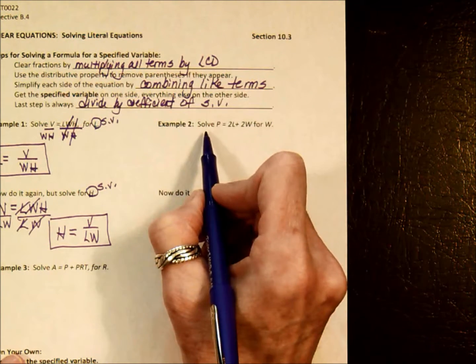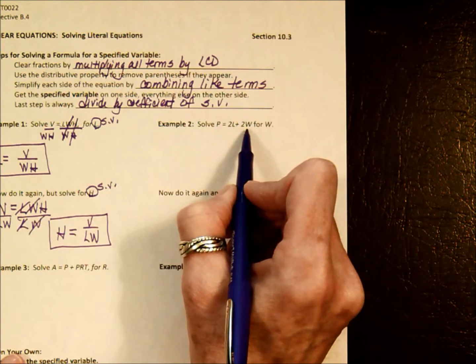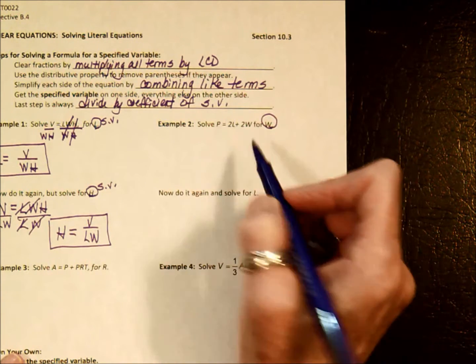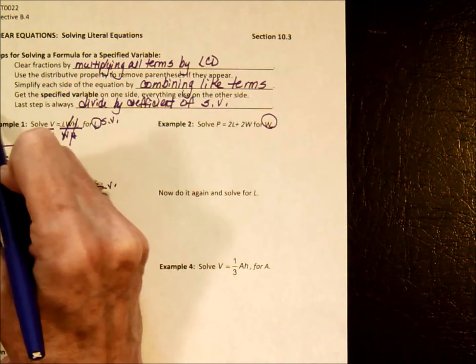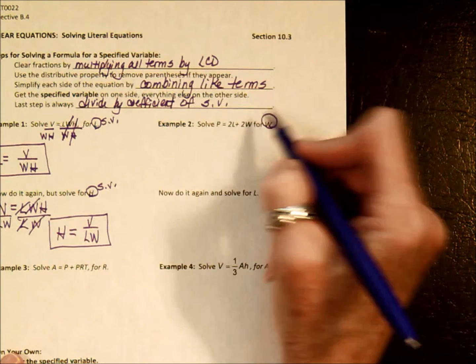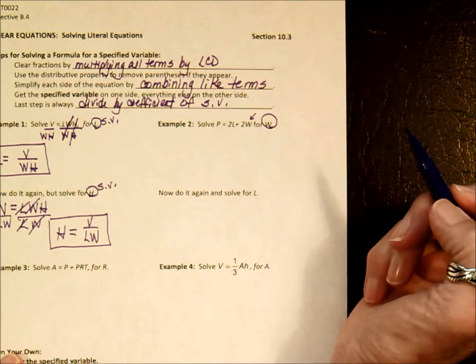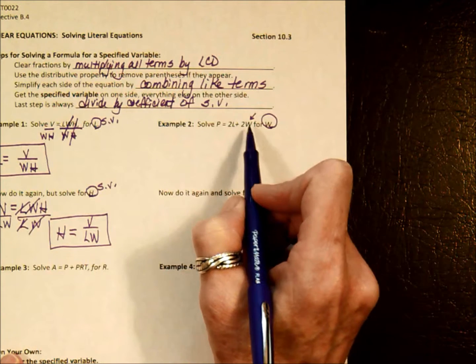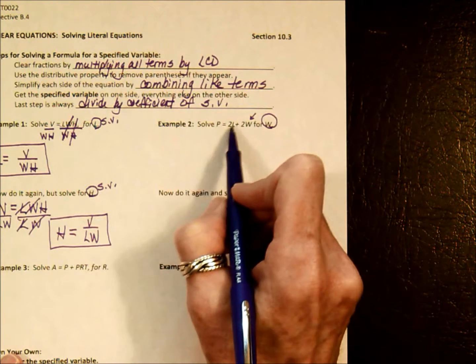Example 2 says, solve P equals 2L plus 2W for the W. So in this case, we're going to back up to step 4. We need to get the specified variable on one side and everything else on the other. Well, here is the specified variable. So the term that contains it is 2W. So we want that by itself. So I have to get rid of this stuff.